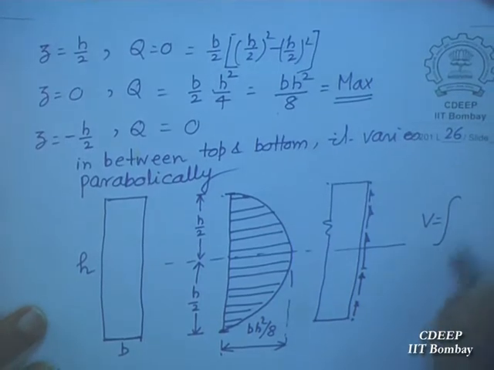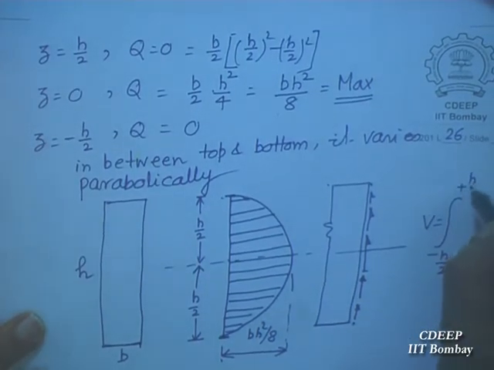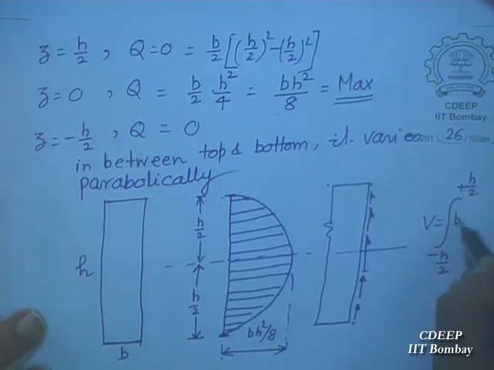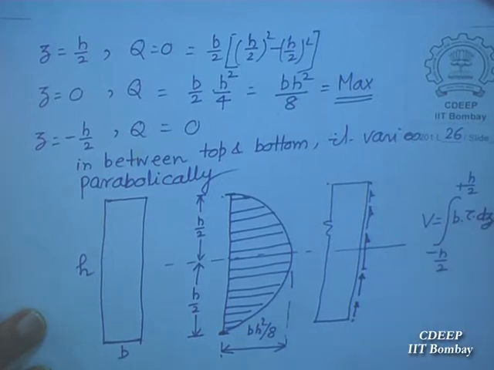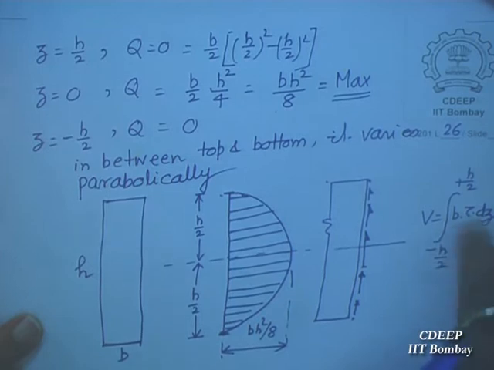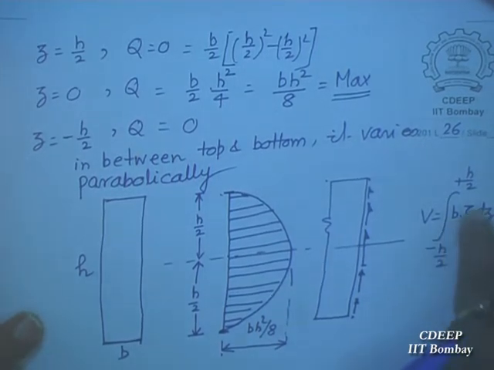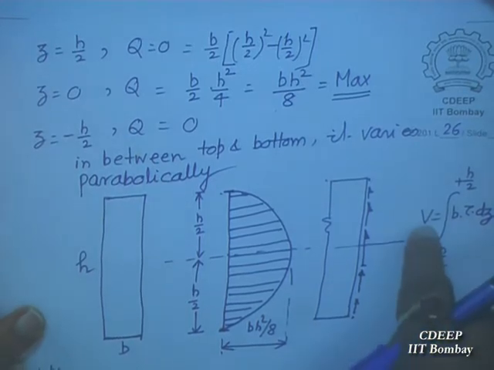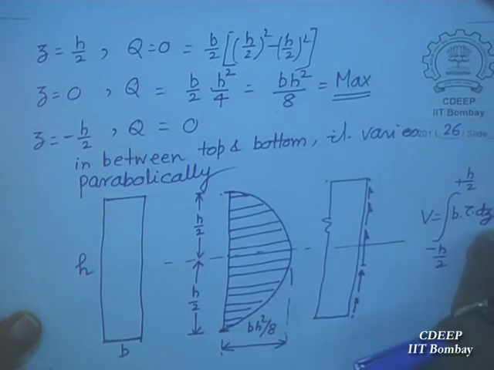When you integrate over the area from minus h by 2 to plus h by 2, B multiplied by tau into dz will give you V. B into dz is the area multiplied by tau. So this is area multiplied by tau. That will give you shear force. Clear? So this will always be holding good.